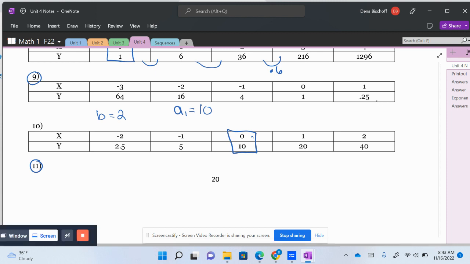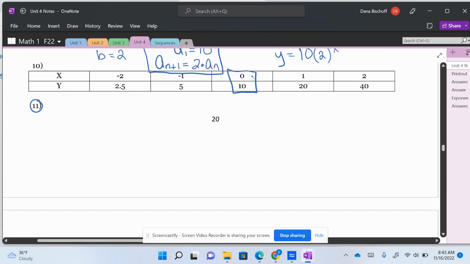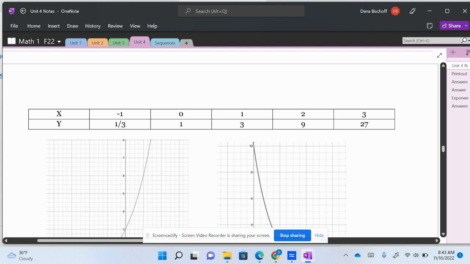So the recursive a sub n plus 1 equals 2 times a sub n. Yeah, it's just your base, your multiplier, what you're increasing by each time. And then the exponential form is what? Yeah. Okay. So you're going to do number 9 and number 11. There's your table.